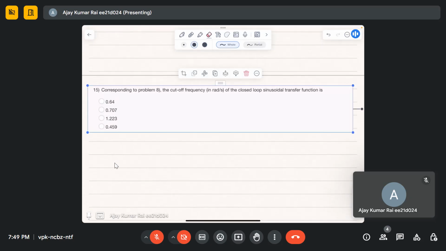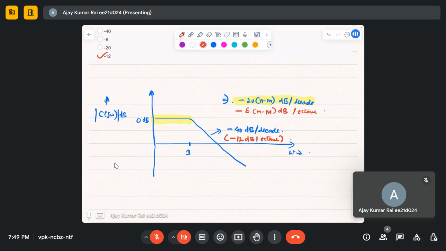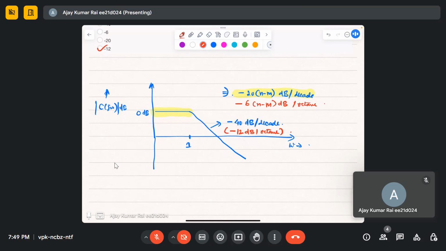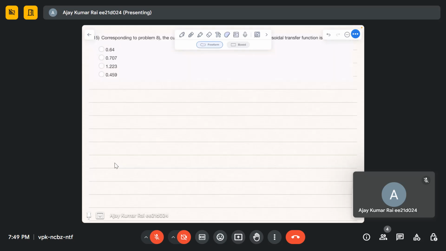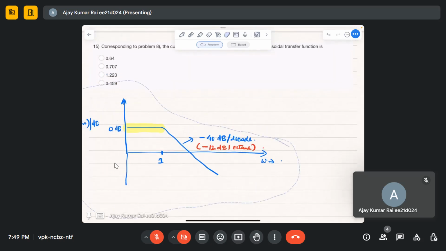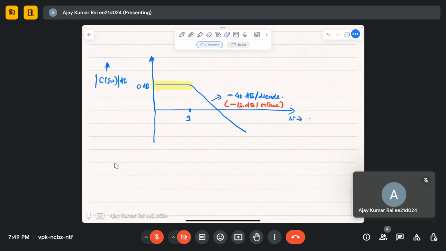So corresponding to problem 8, the cutoff frequency of the closed loop sinusoidal transfer function. How do we calculate the cutoff frequency? Let me again copy this. Okay, so the cutoff frequency is this frequency.